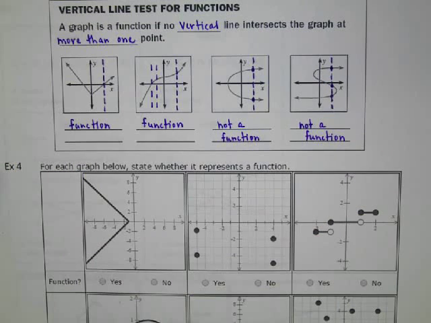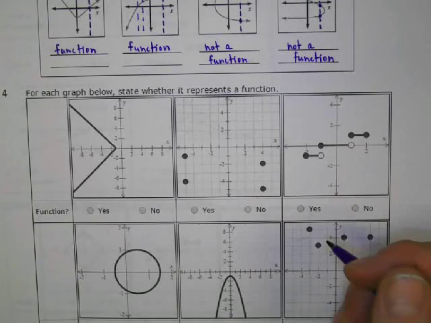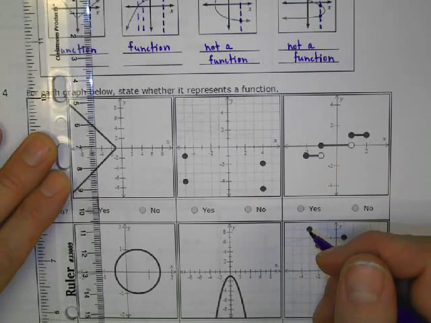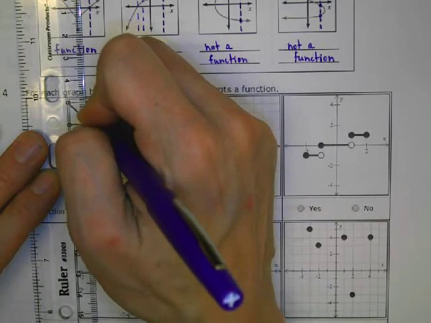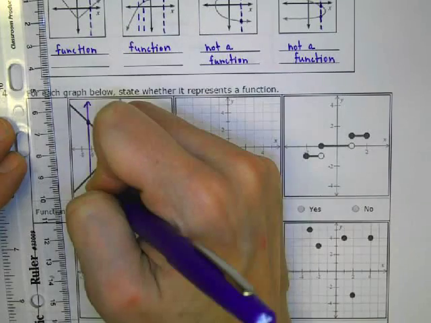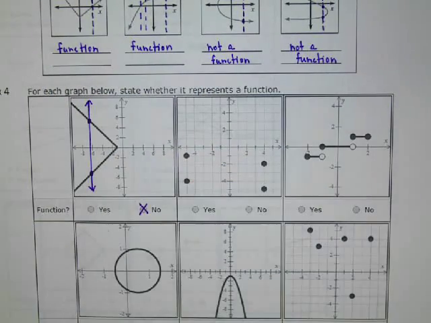So that's what we're going to practice right now, just looking at a graph and deciding if it's a function. So for the first one here, if I take my ruler, actually anywhere along here, if I were to draw in my vertical line, I'm going to intersect at 2 points. So I would say that is not a function.